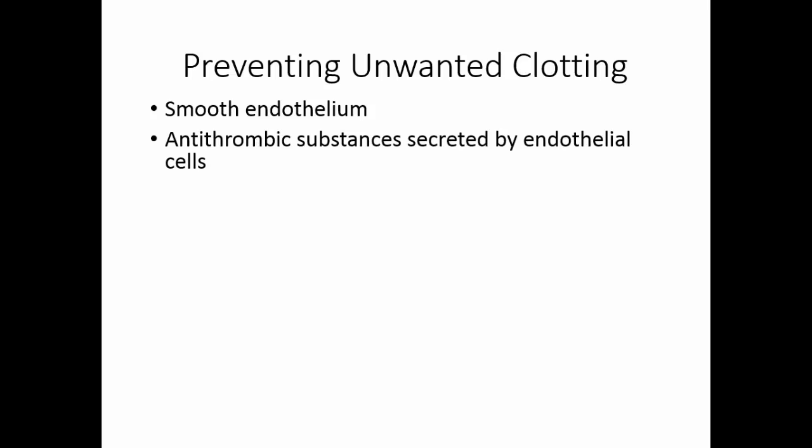When we have a damaged blood vessel, we need a clot, but we want to make sure we don't get clotting when we don't want it. The smooth endothelial lining of the blood vessels is one of the things that prevents unwanted clotting. As long as the blood vessel lining remains smooth, the platelets will not try to aggregate anywhere. There are also antithrombic substances that are secreted by the endothelial cells, things like nitric oxide and prostacyclin. These sort of make the endothelium slick so that platelets don't adhere easily.